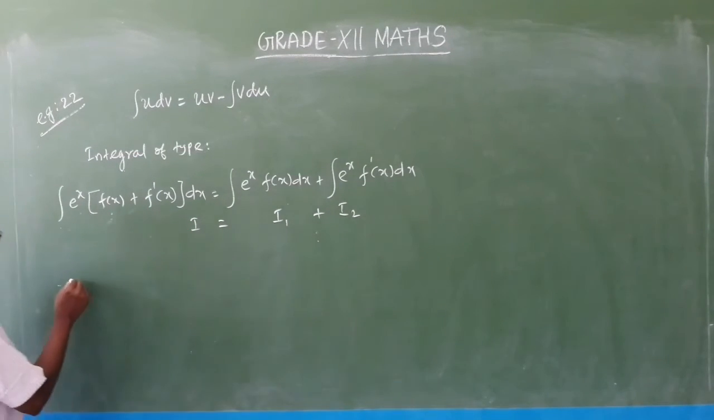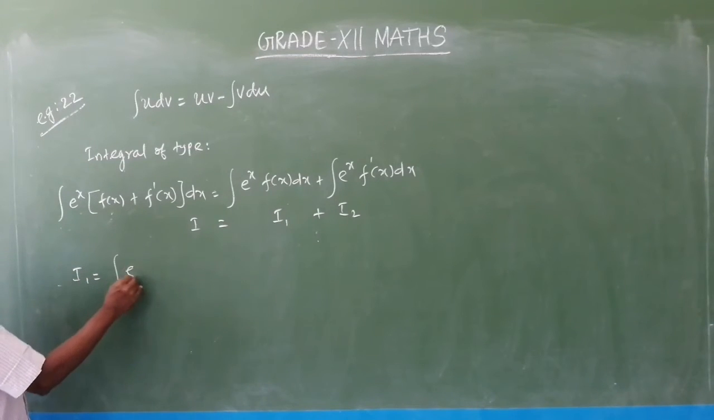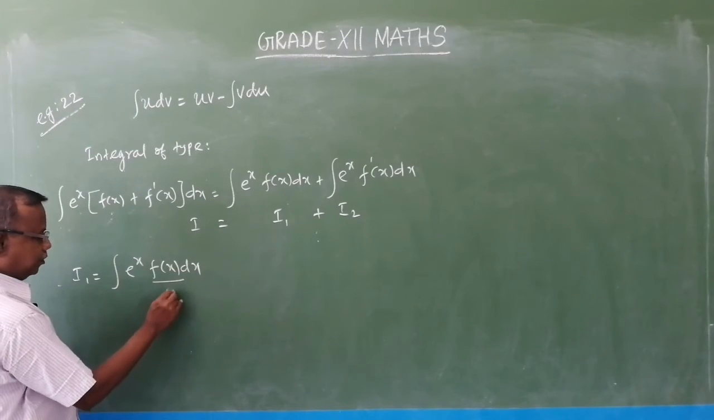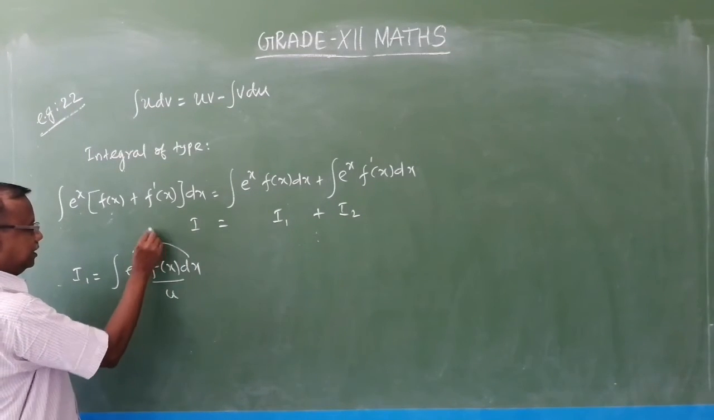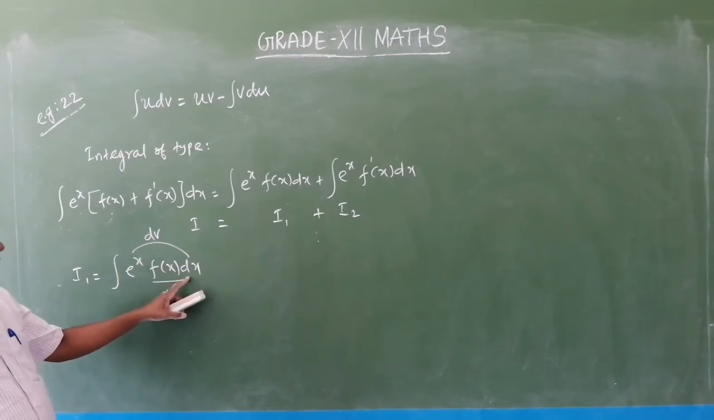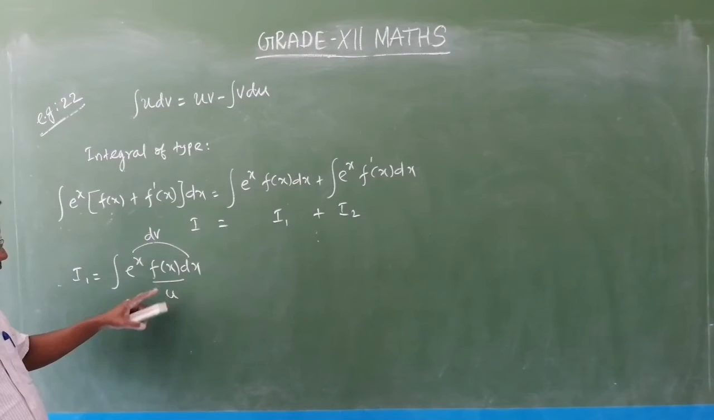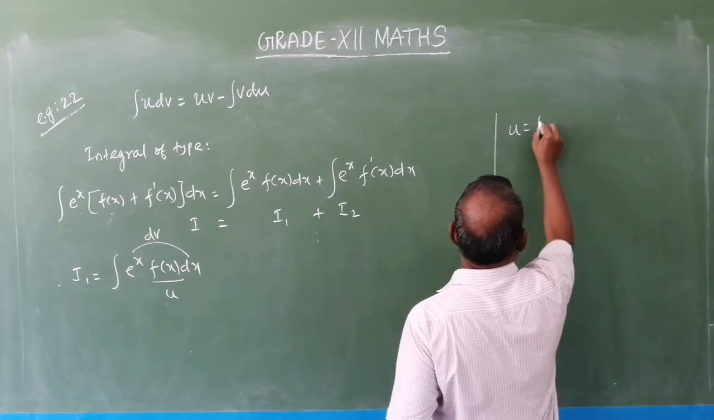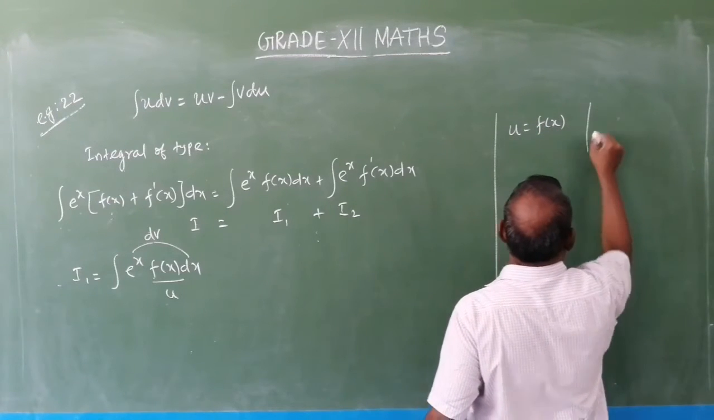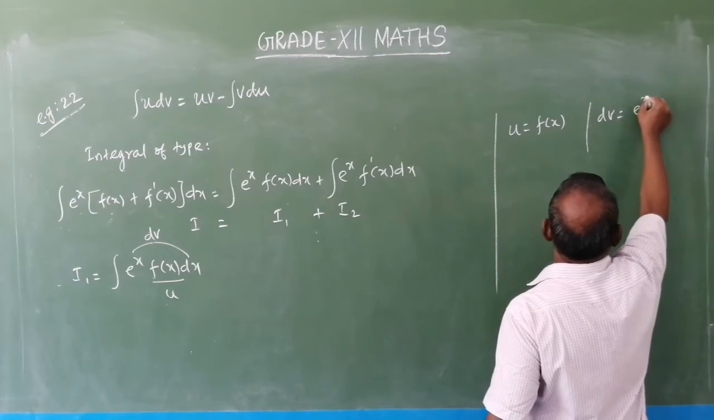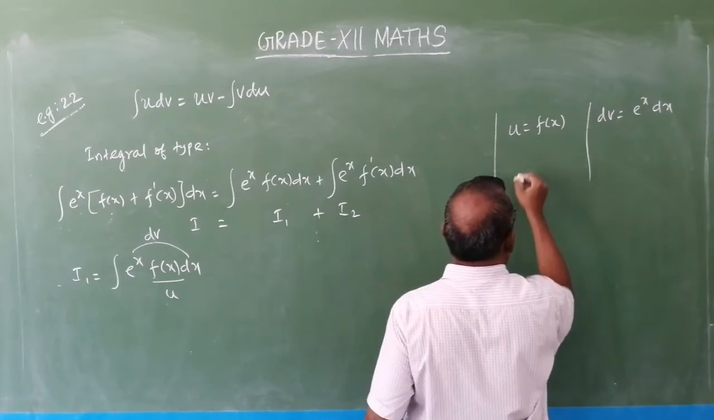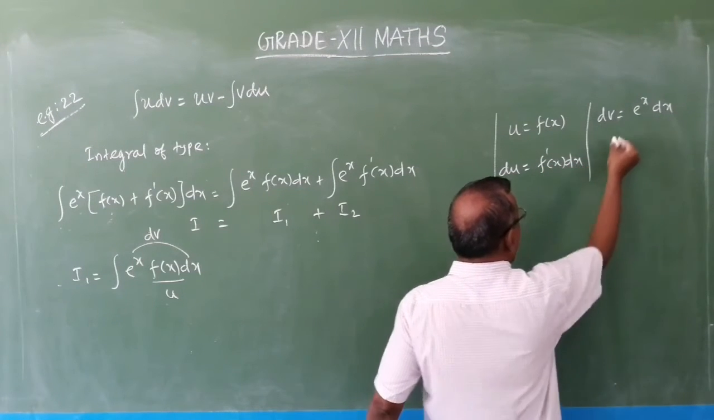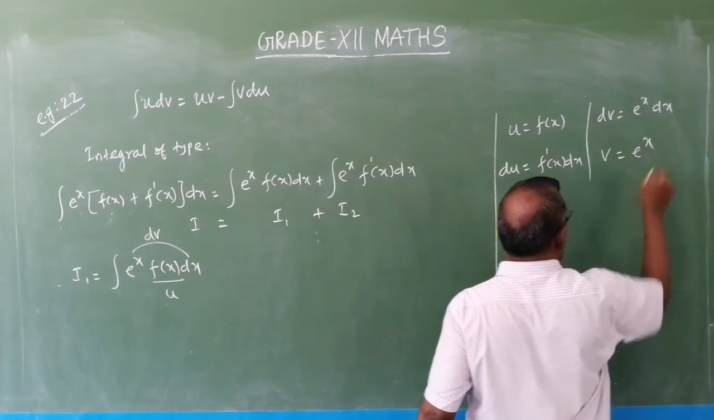Now, consider I1. I1 equals integral e^x f(x) dx. Let me take f(x) as u and e^x dx as dv. Here please note u equals f(x) and dv equals e^x dx. We need to differentiate u. So, du equals f'(x) dx, and integrating, v equals e^x only.